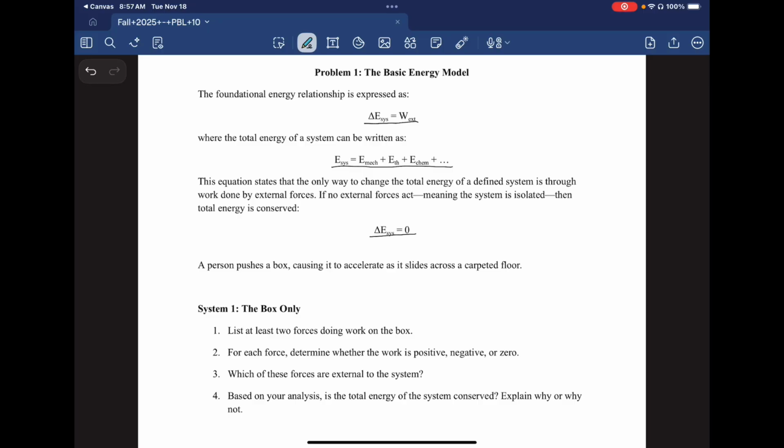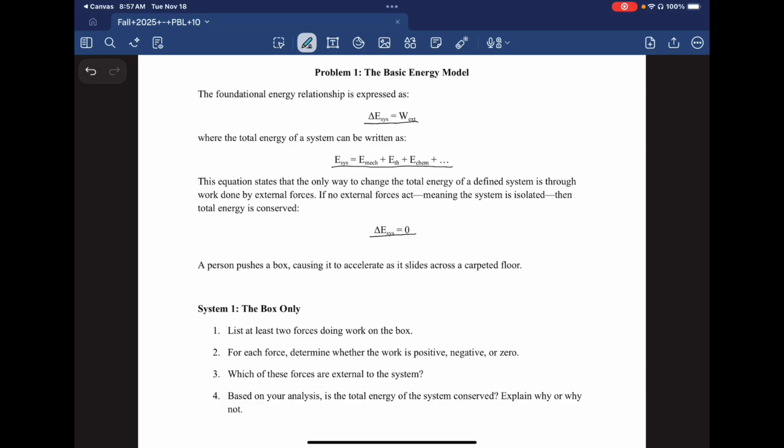So we're going to look at a few different systems. Well, really, we're just going to look at this first scenario where a person is pushing a box, causing it to accelerate as it slides across a carpeted floor. And we're going to define it as a few different systems. First, as the box only, then as the box and the carpet, and then the person, the box, and the carpet. And we'll go from there.